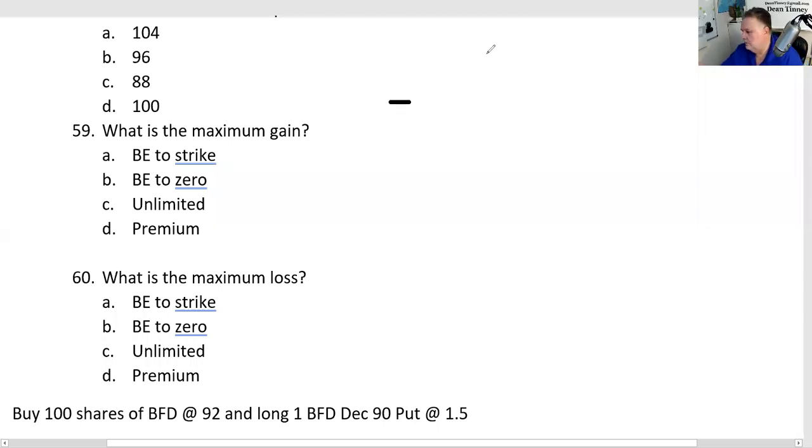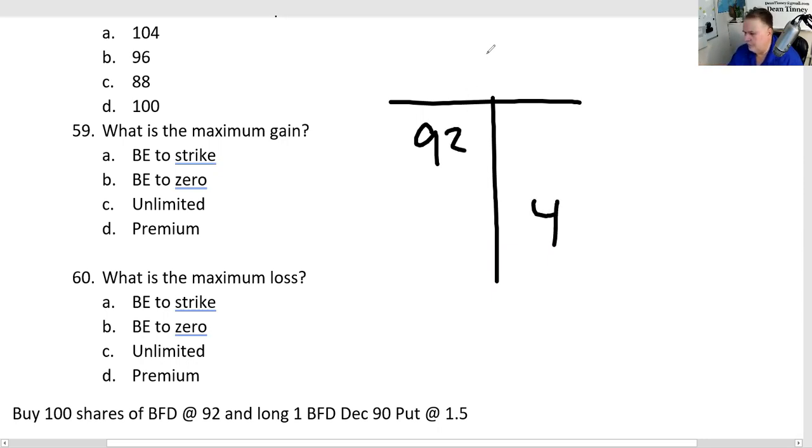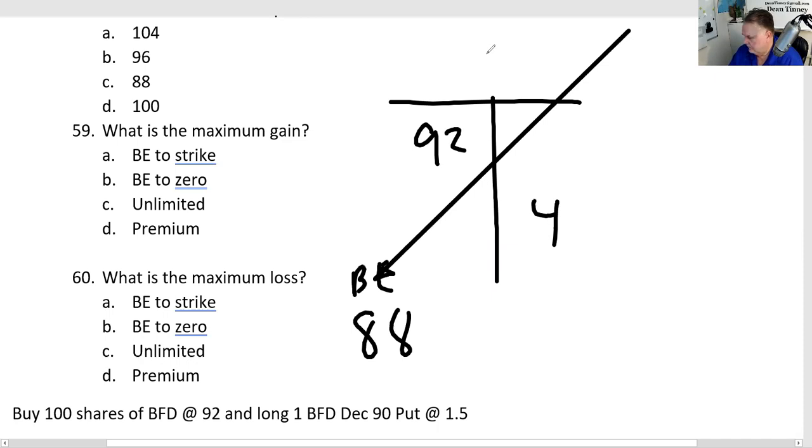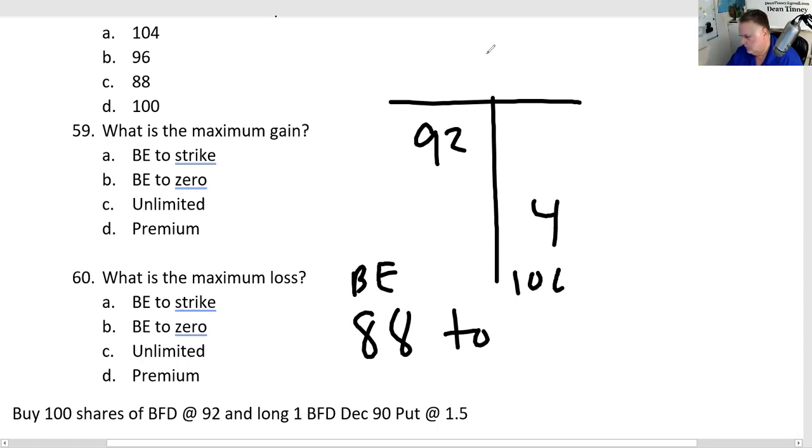All right, so here we go. We paid 92 for the stock. We brought in 4 points for the option, so our break even was 88. That was our break even, and we have to give up the stock at the strike, which was 100. Break even to strike is our max gain.